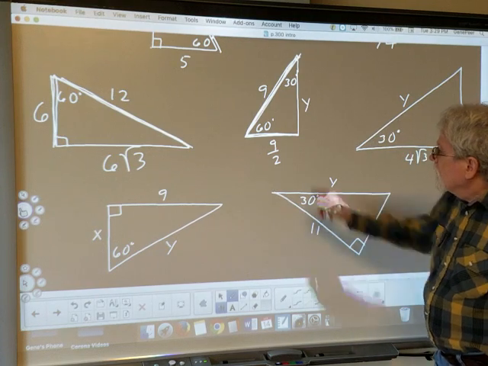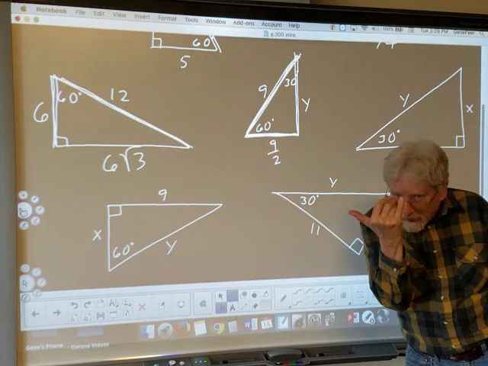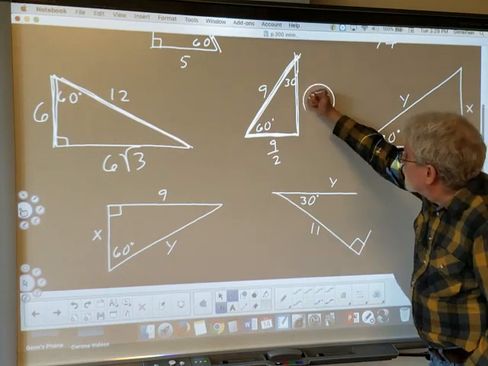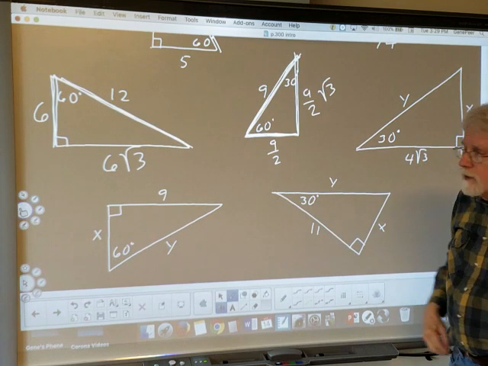9 halves. Then to go from short leg to long leg, just stick a square root of 3 next to it. So we have 9/2 square root of 3. Done.